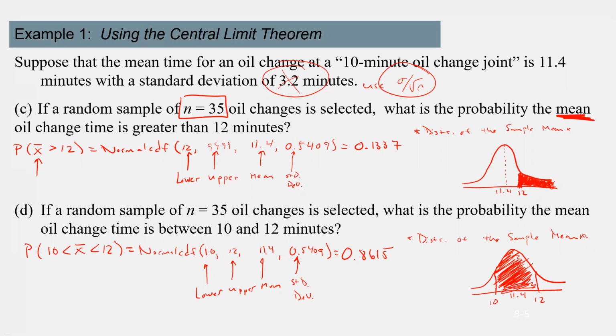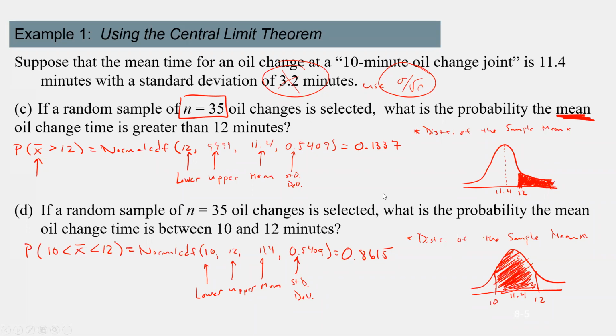I have a question. Sure. For the standard deviation, we always have to use this 0.5409? Yeah, if the problem mentions a mean, yes. If it doesn't, like the homework didn't, then you would use the original value. Wait, you said if the problem states what? Like if it says, what's the probability of the mean oil change? That's how you'll know you'll need to use this sigma over the square root of n. Okay, thank you.